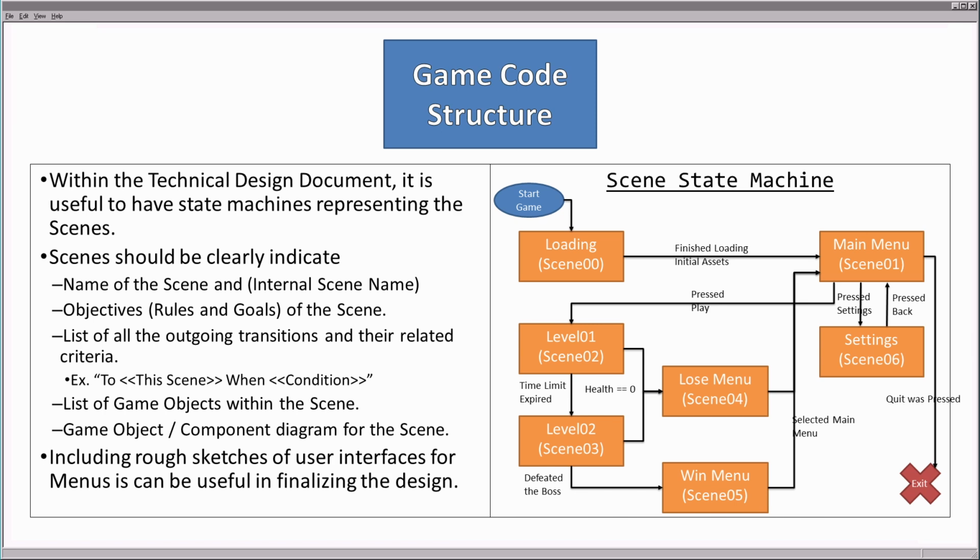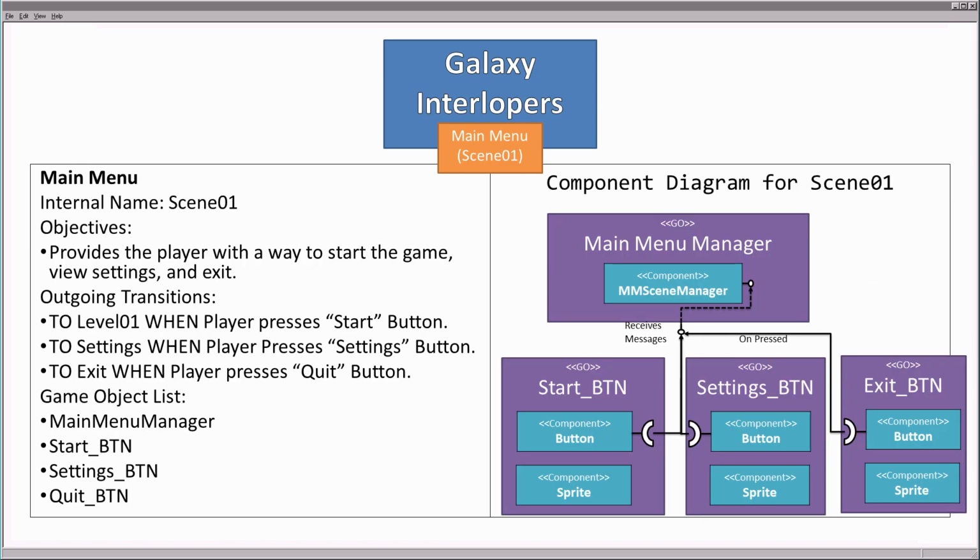A list of all the game objects within the scene. Game object and component diagrams for each scene. Including rough sketches of these user interfaces for the menus can also be useful in finalizing the design. We can start seeing an example of these details for our scenes.